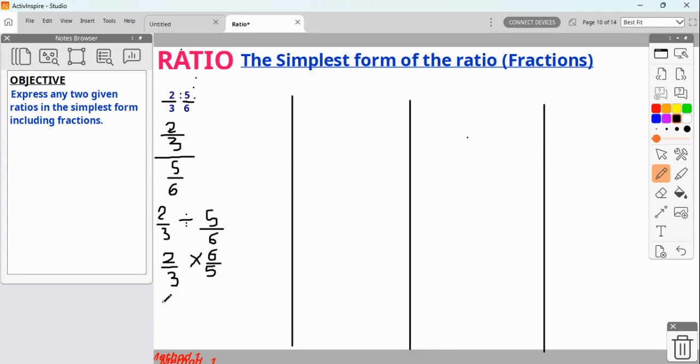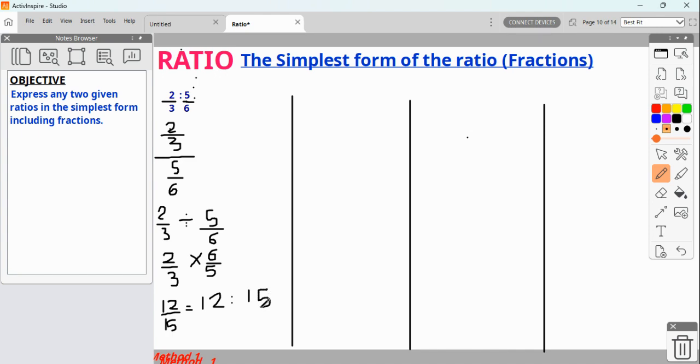Now 2 into 6 will be 12. 2 multiply 6 is 12. And down, the denominators, 3 into 5 is 15. 12 ratio 15. 12 by 15 can be written in the ratio form as 12 ratio 15. 12 by 15 is the same as 12 ratio 15.